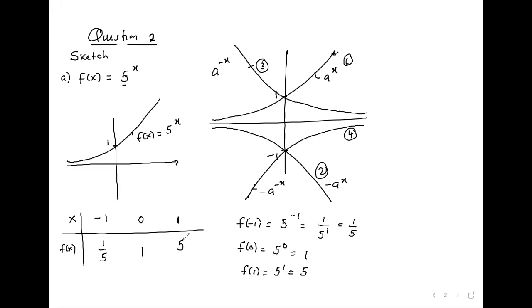Then you see that when you go to sketch, we have -1 this side, the value of x, and then you have 1 over 5. So you have a point somewhere here. And then you have 0, and you have 1. And then you have 1, and you have 5. So a number somewhere there. So you have these points. Then you connect them using a curve like this. So this is f of x is equal to 5 to the power x.